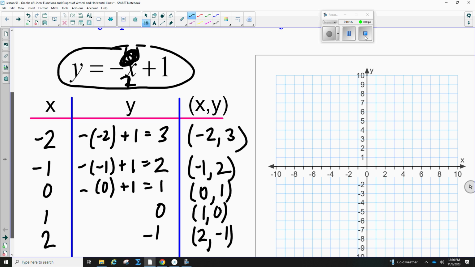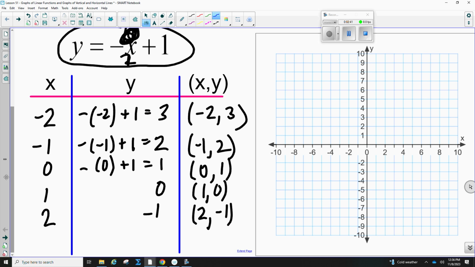All right, so then we're just going to plot these 5 points and graph a line. So everybody go to your number 1 graph and go left 2, up 3, and put a point. Okay, that's this one. Now go left 1, up 2, and put a point. This 0, 1 means you just go up 1. And then 1, 0 is right 1. And then 2, negative 1, right 2, down 1.